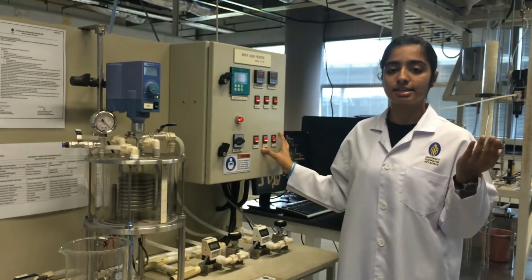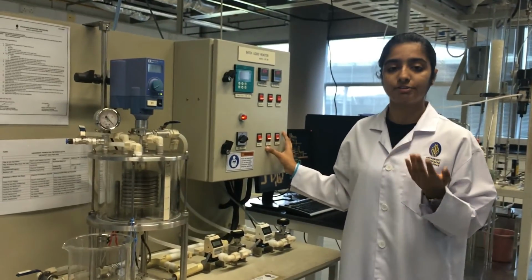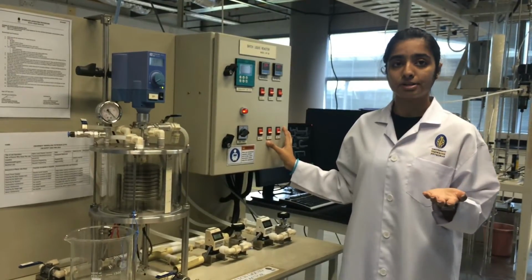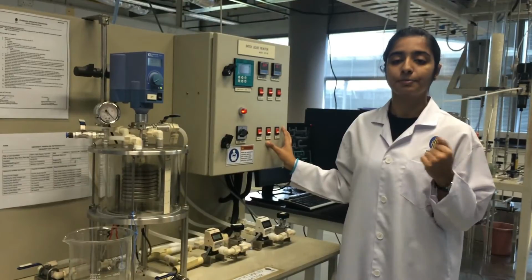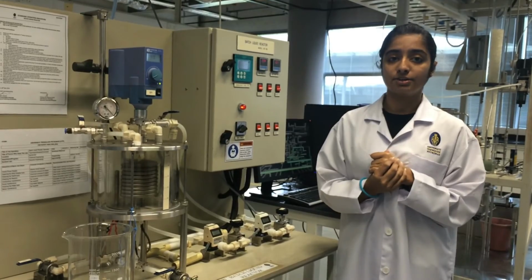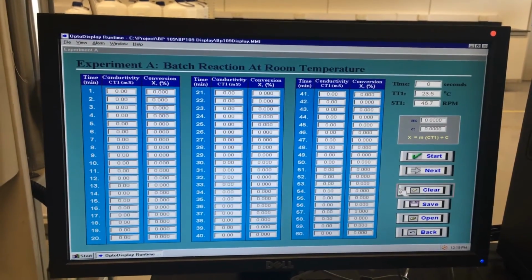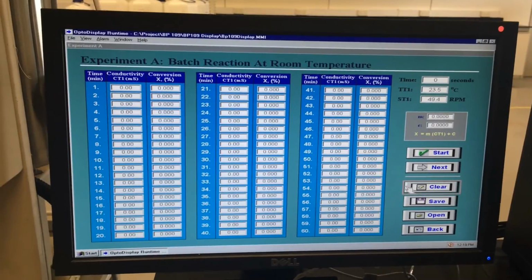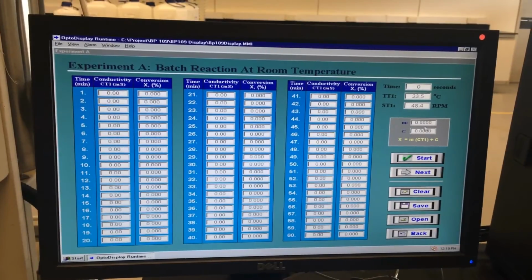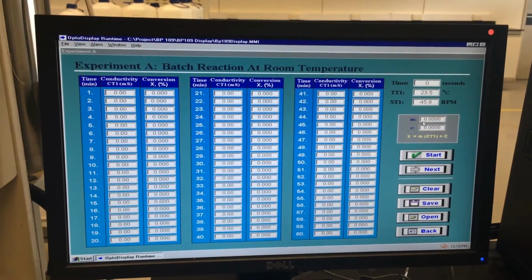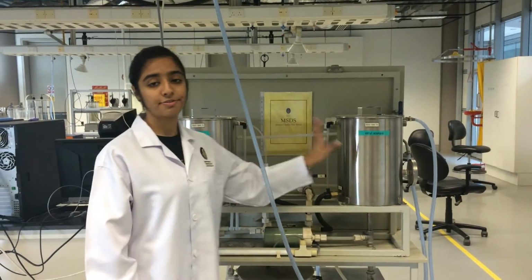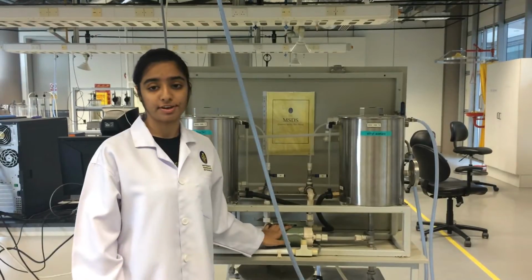Next is the control panel. This control panel is necessary for the modules for the data that we require for the experiment. It consists of all the necessary electrical components for controlling the operation of the unit. It displays the conductivity values detected by the sensor in the reactor. Next, we use the data acquisition system. This system consists of a personal computer, ADC modules and instrumentation for measuring the process parameters like conductivity and conversion.